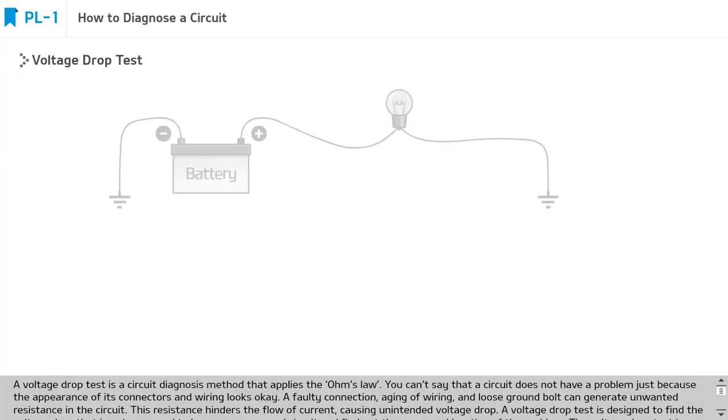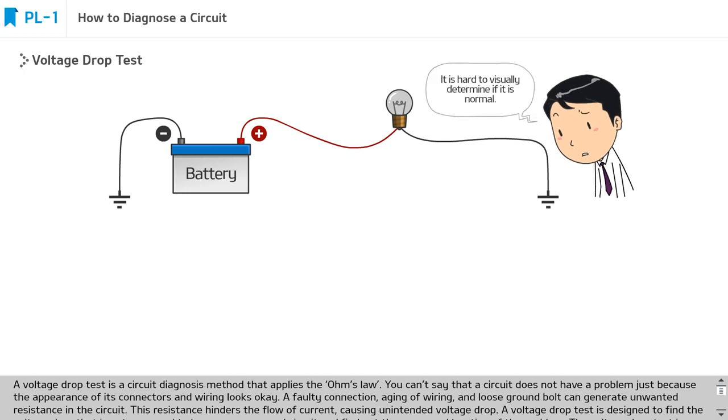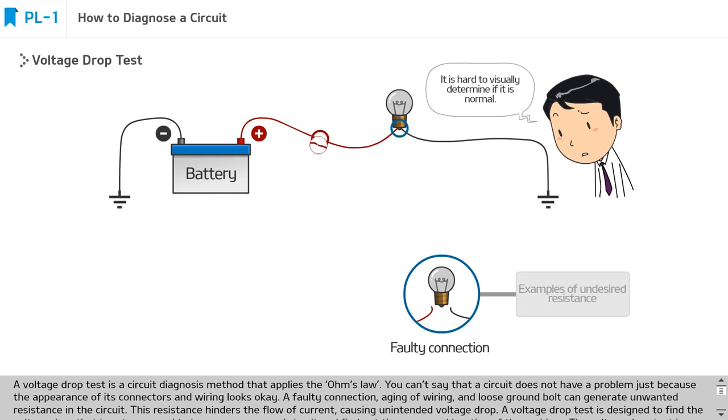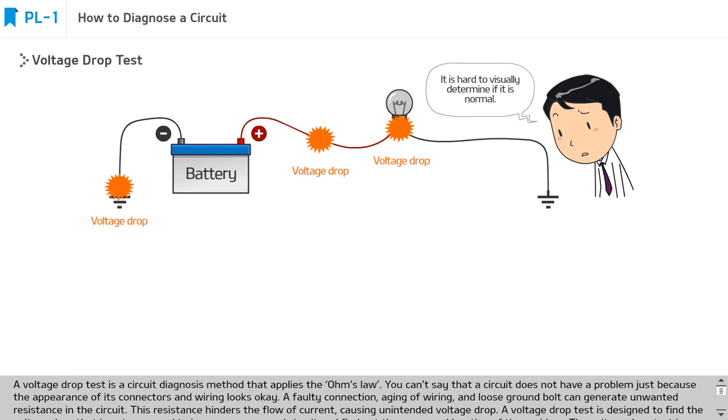A voltage drop test is a circuit diagnosis method that applies Ohm's law. You can't say that a circuit does not have a problem just because the appearance of its connectors and wiring looks okay. A faulty connection, aging of wiring, and a loose ground bolt can generate unwanted resistance in the circuit. This resistance hinders the flow of current, causing unintended voltage drop.